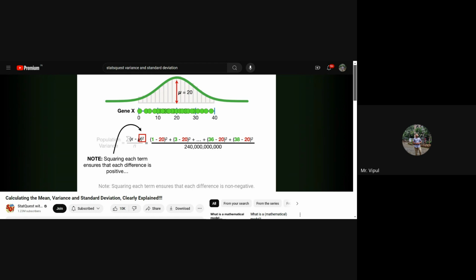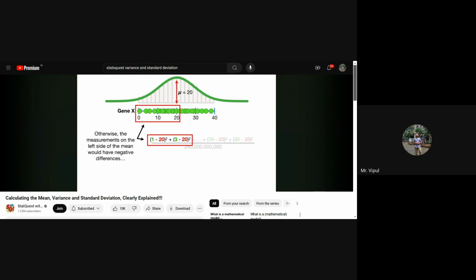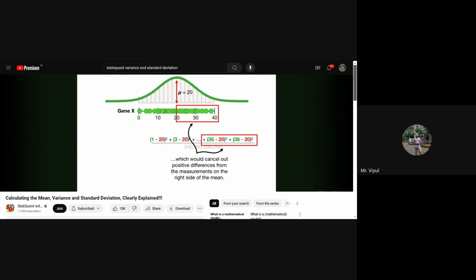Note, squaring each term ensures that each difference is positive. Otherwise, the measurements on the left side of the mean would give negative differences, which would cancel out the positive differences from the measurements on the right side of the mean. Note, if you are wondering why we don't take the absolute value of each term, great! We'll talk about that in the follow-up video that dives deep into these details.